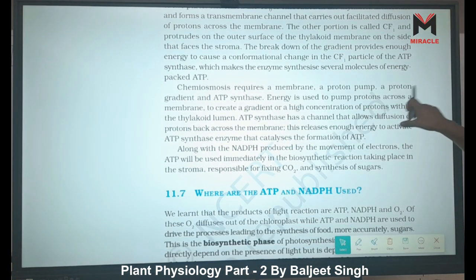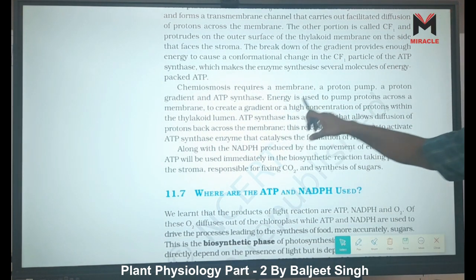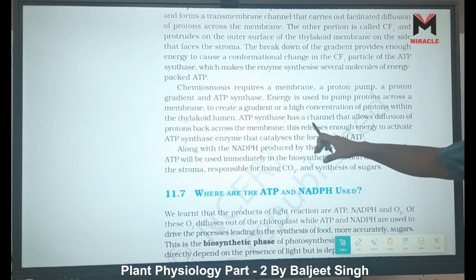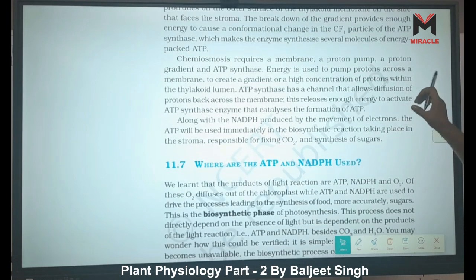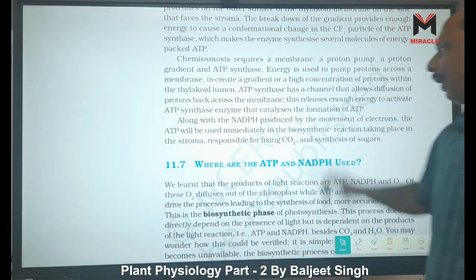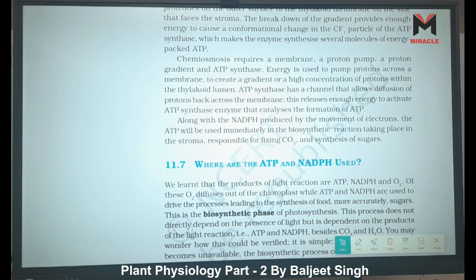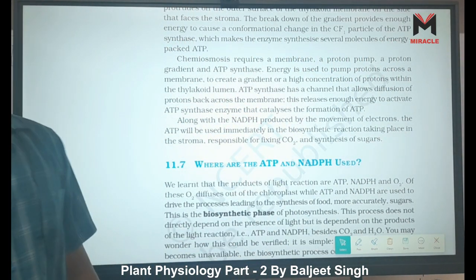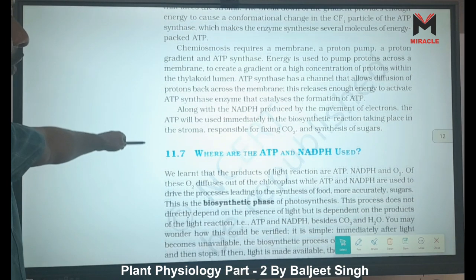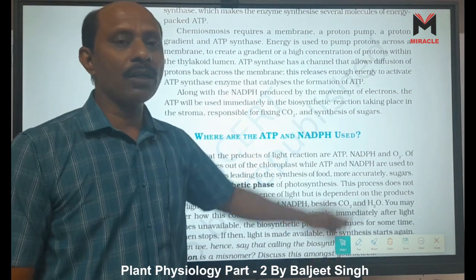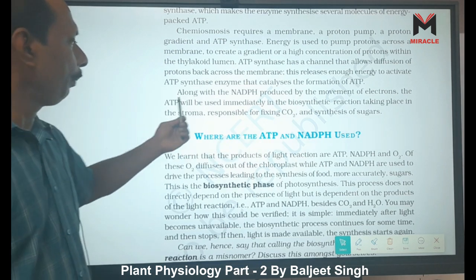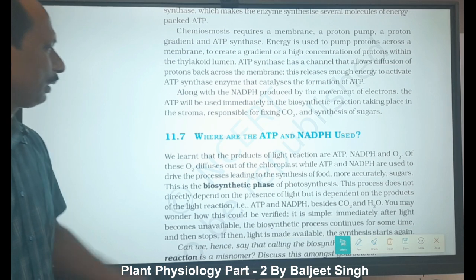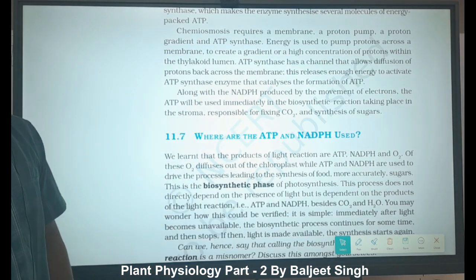Energy is used to pump protons across the membrane to create a gradient, or a high concentration of protons, within the thylakoid lumen. ATP synthase has a channel that allows diffusion of protons back across the membrane, and this releases enough energy to activate the ATP synthase enzyme that catalyzes the formation of ATP, right? Along with NADPH produced by the movement of electrons, the ATP will be used immediately in the biosynthetic reactions taking place in the stroma, right?